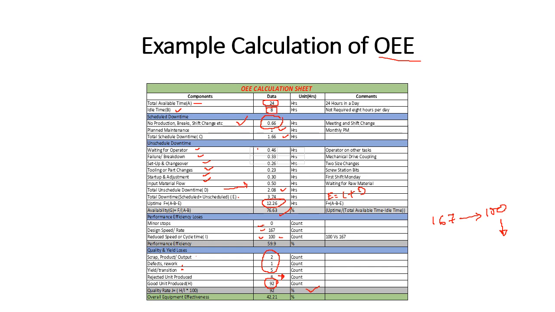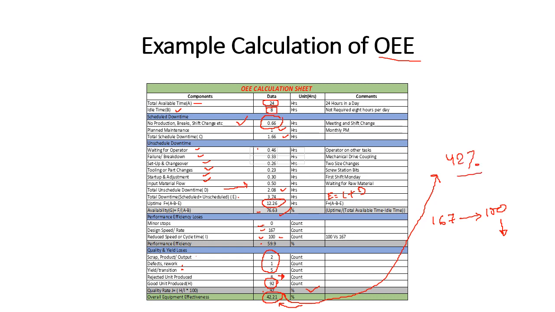So we have three terms now. One is availability, which is 76%. One is performance efficiency, which is 59%, and another is quality rate, which is 92%. So if we multiply these three terms, we get the overall equipment effectiveness, that is 42%.